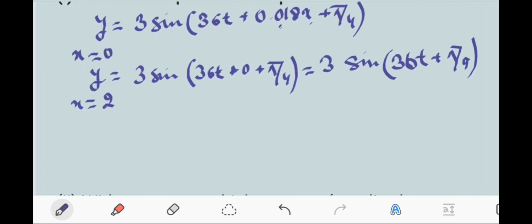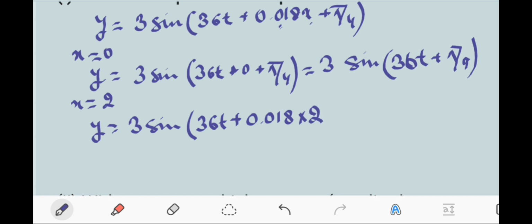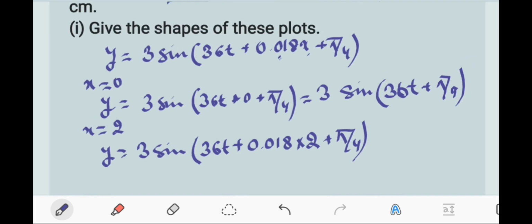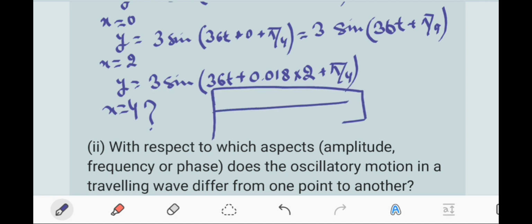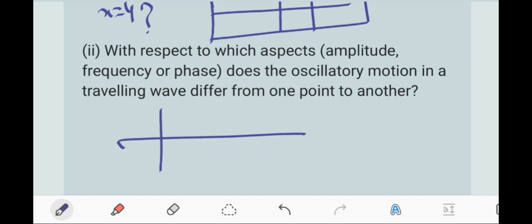When we put x equals to 2, we get y equals to 3 sin 36t plus 0.018 into the value of x, which is 2, plus pi by 4. Similarly we need to put x equals to 4 once. We will be putting x equals to 4 and we will find the values. We will create the table and then from that table we will be drawing the graph. Hopefully you get it and you will solve it by yourselves.